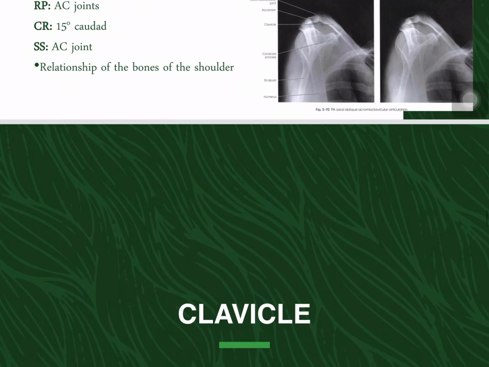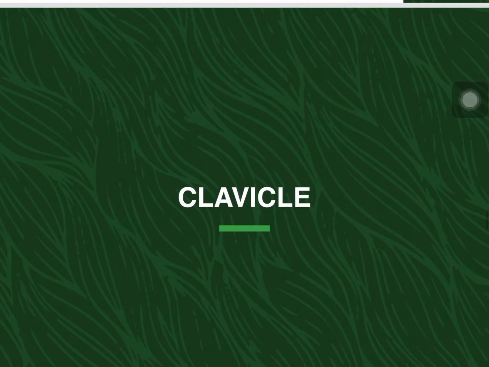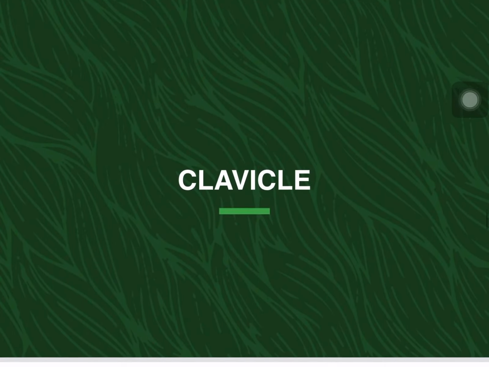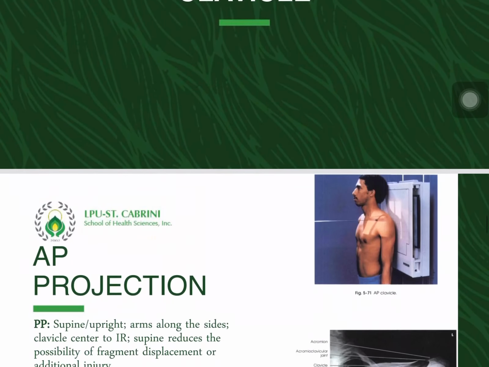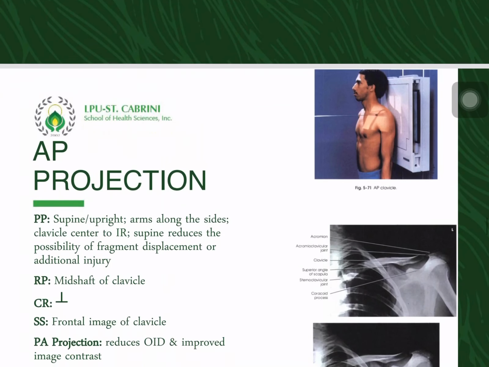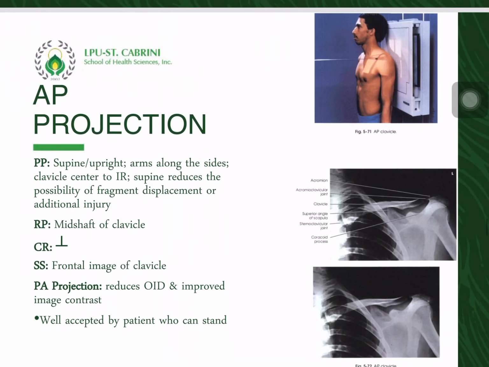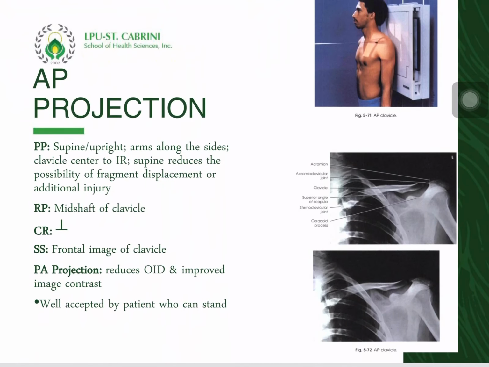So the next projection will demonstrate the clavicle. When examining for AP projection, patient could be in an upright or supine position. Having the patient in supine reduces the possibility of fragment displacement or additional injury.